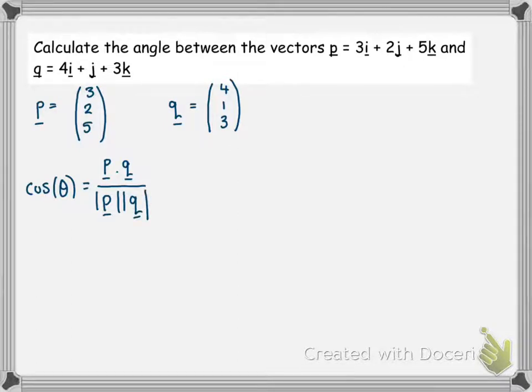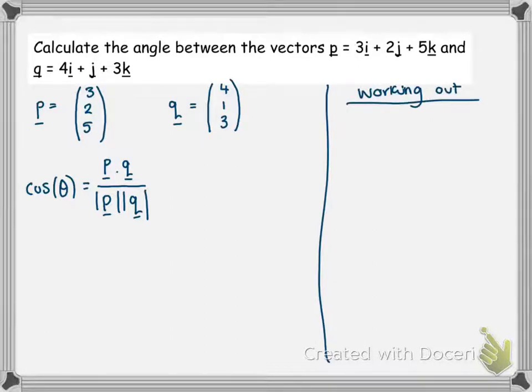Okay, so I've got quite a bit of working out to do, so I'm going to do that at the side here. You don't have to, but I've written down my formula at the left hand side here, so I'd quite like to just keep that separate. So the first thing I'm going to do is work out the scalar product. So I'm going to work out P dot Q.